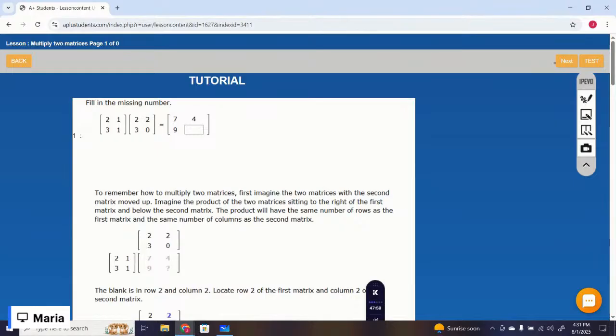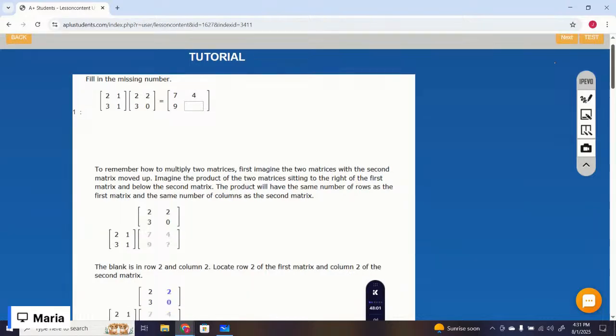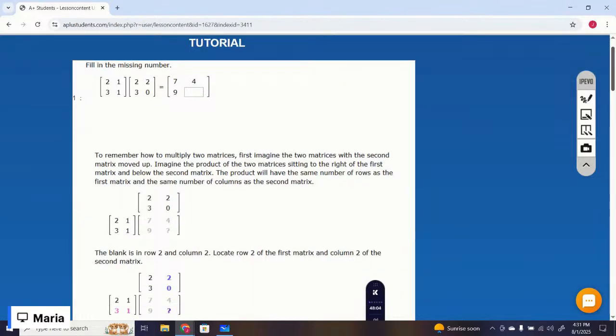So how do we multiply? To remember how to multiply two matrices, first imagine the two matrices with the second matrix moved up. Imagine the product of two matrices sitting to the right of the first matrix and below the second matrix. The product will have the same number of rows as the first matrix and the same number of columns as the second matrix.